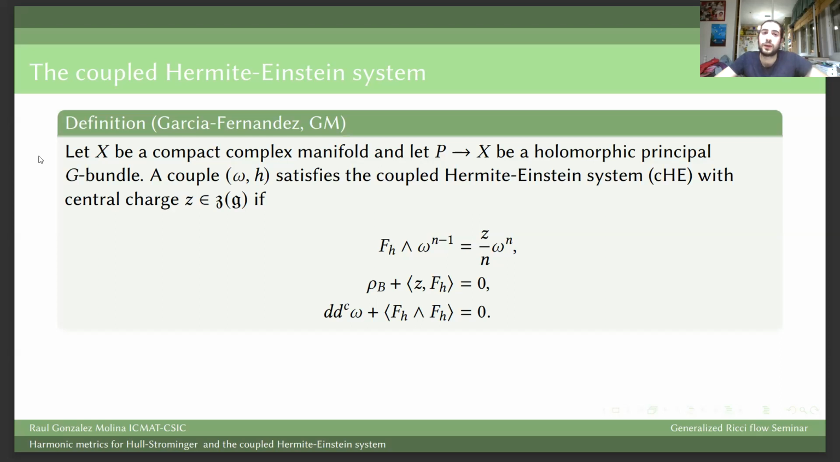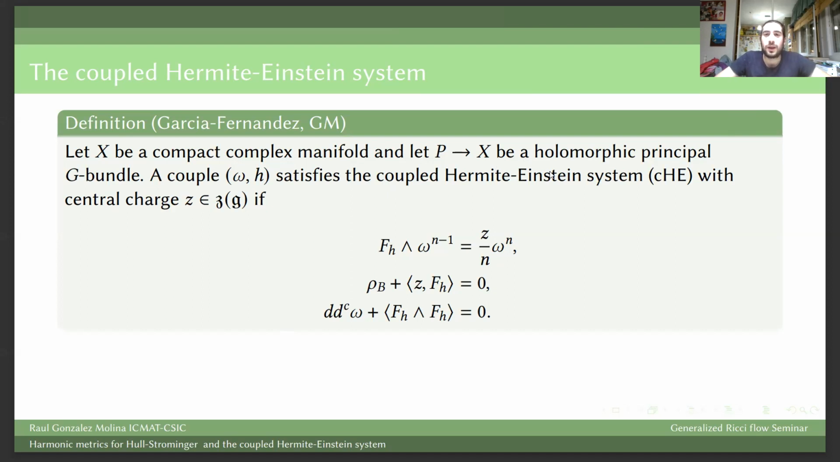This is what we call the coupled Hermite-Einstein system, given by this set of equations, which I'm now going to explain. So now I assume X is a compact complex manifold. I don't assume anything more. I don't assume it is Kähler. I don't assume that it has a holomorphic volume form. I don't assume anything, just that. This system is in principle defined for any compact complex manifold.